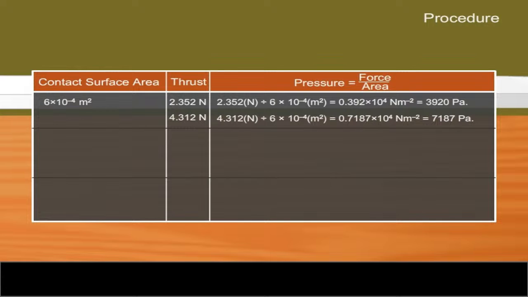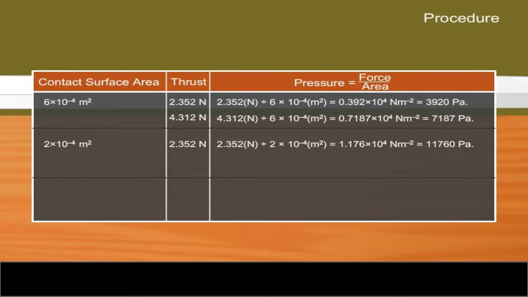4.312 newton divided by 6 into 10 raised to the power minus 4 meter square is equal to 0.7187 into 10 raised to the power 4 newton per meter square, which is equal to 7187 pascal. Now for 2 into 10 raised to the power minus 4 meter square, the force is 2.352 newton.